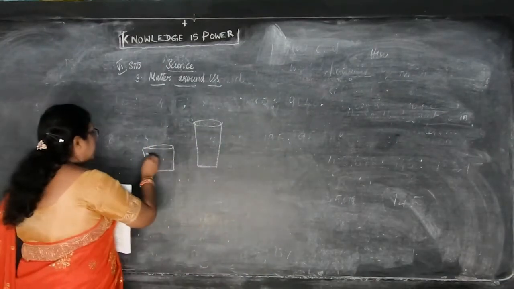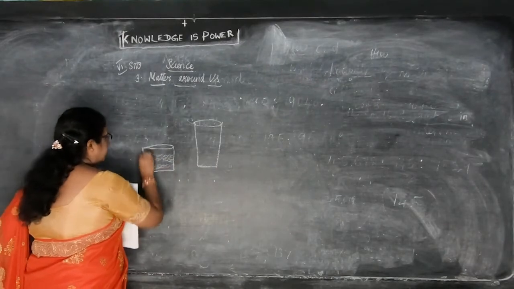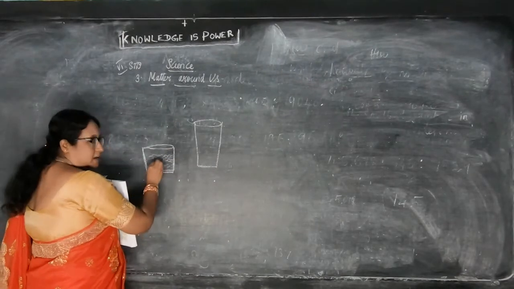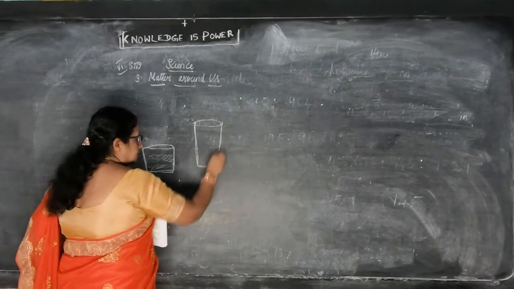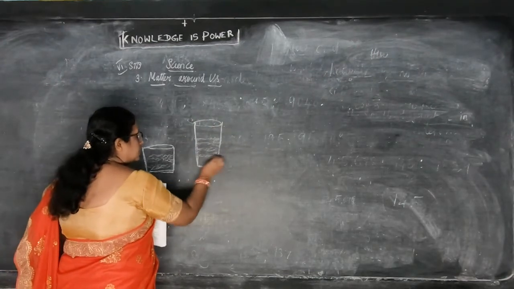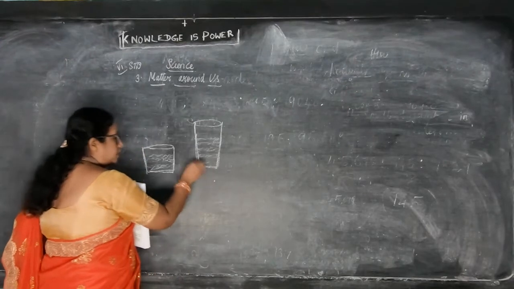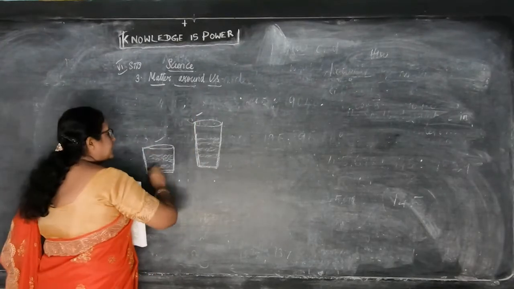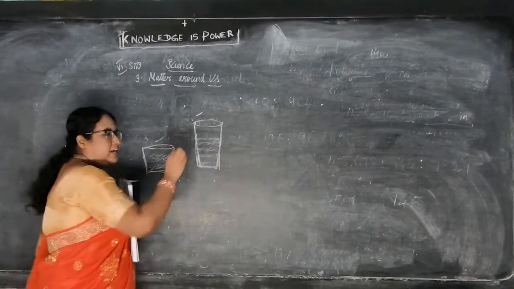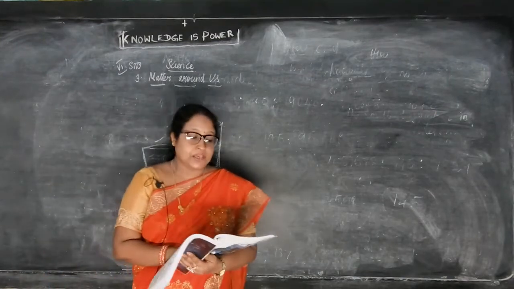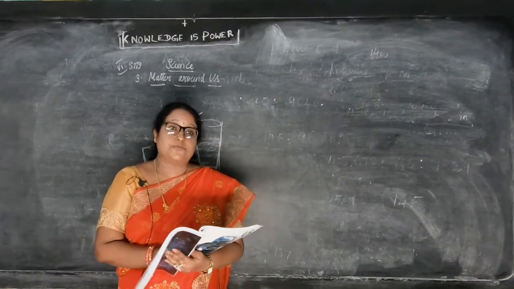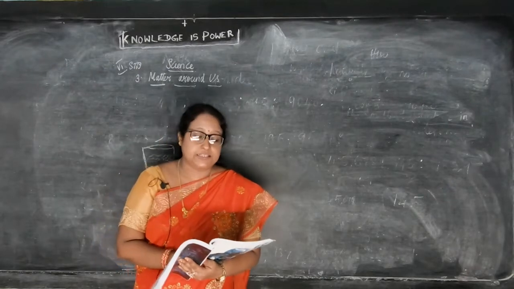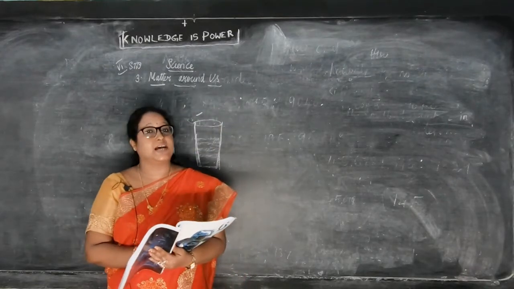The answer for this is, the liquid needs a container and takes the shape of the container. For example, when the juice is poured, it takes the shape of the container. See, this glass varies. Both glasses are different, but the juice takes the shape of the container because its particles slide over one another and start moving.